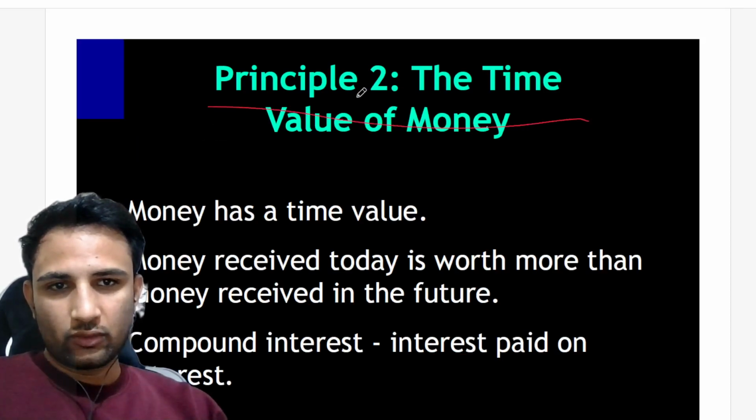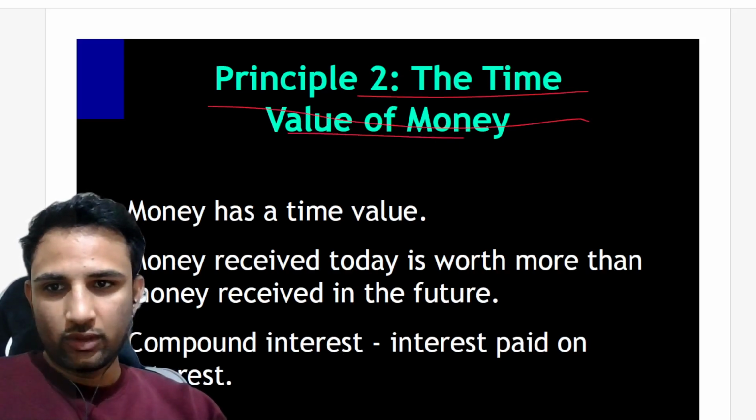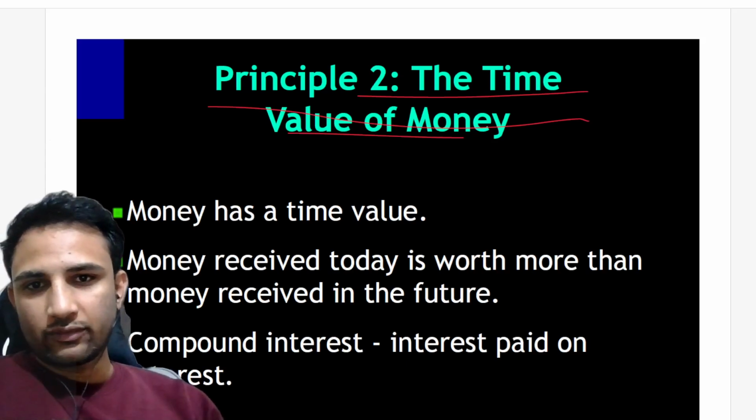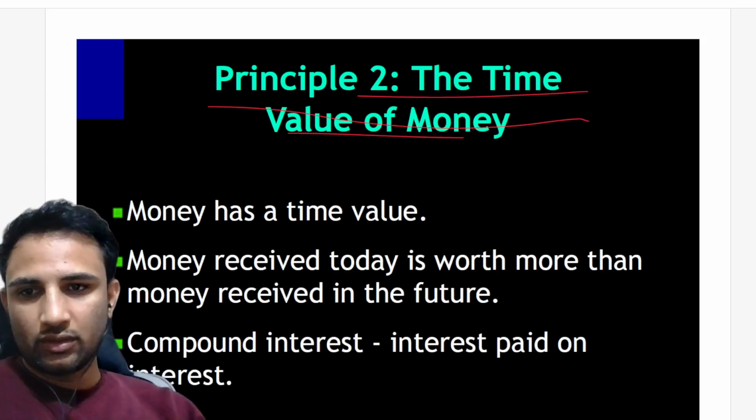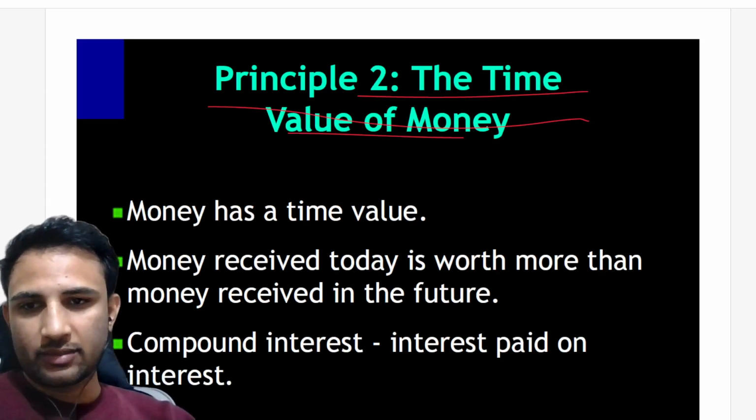Principle two is the time value of money. Money has a time value. Money received today is worth more than money received in the future. Compound interest is interest paid on interest.